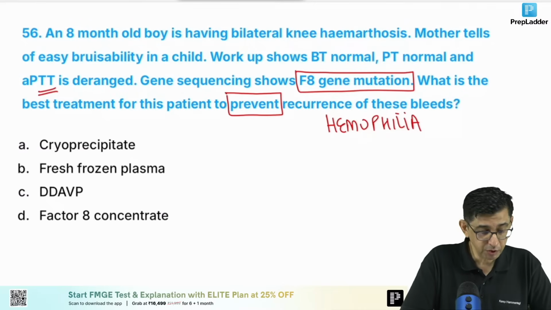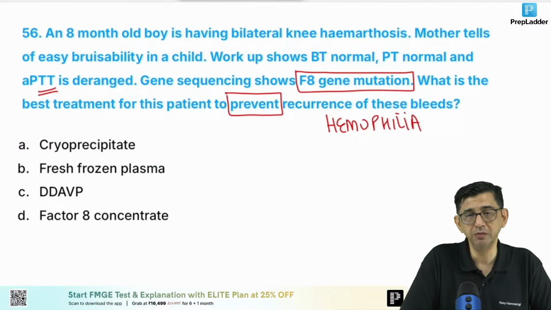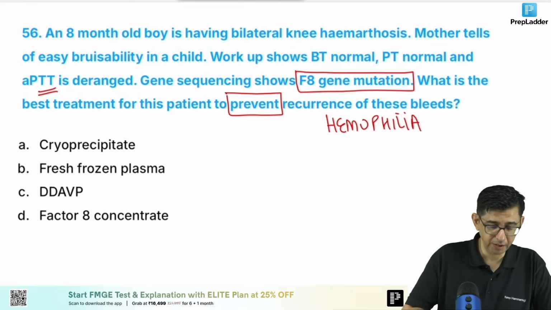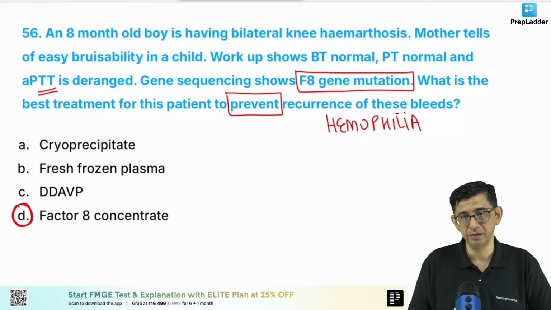The question is on prevention of bleeding. In all patients of hemophilia, what we are supposed to do is give regular injections on a weekly basis or twice weekly basis, sometimes thrice weekly basis, of factor 8 concentrate. If you give factor 8 concentrate, which is manufactured by DNA recombinant technology, you can prevent the development of bleeds.